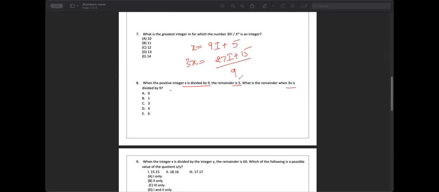Divided by 9. 27 into any integer divided by 9, remainder would be 0. I mean, it will be a multiple of 9. The remainder would be when 15 is divided by 9, that will be 6. So that's your answer, 6. Okay, so writing it this way definitely helps.